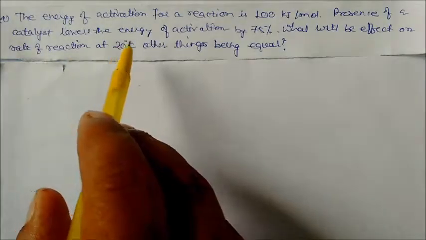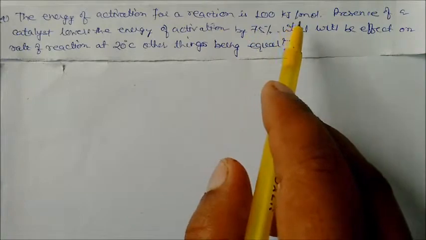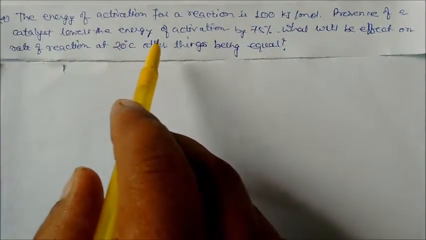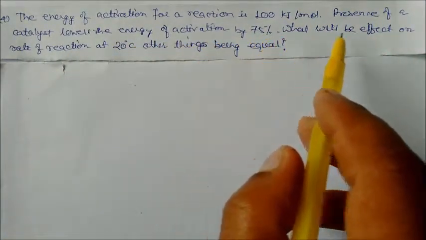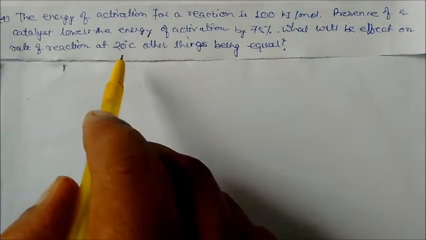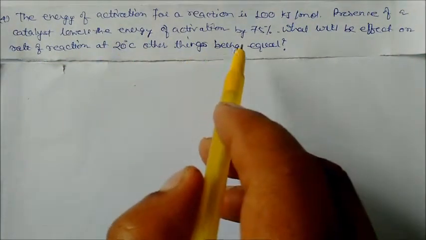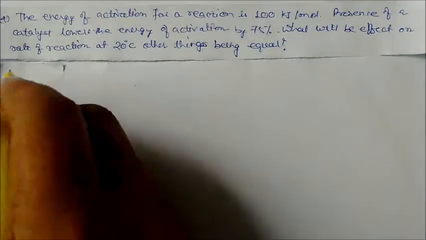The energy of activation of a reaction is 100 kJ per mole. The presence of a catalyst lowers the energy of activation by 75%. What will be the effect on the rate of reaction at 20 degrees centigrade, other things being equal? So again, case 1 you can take here.